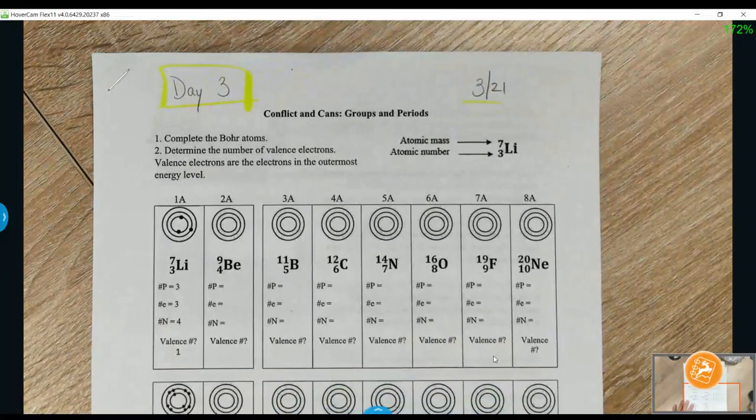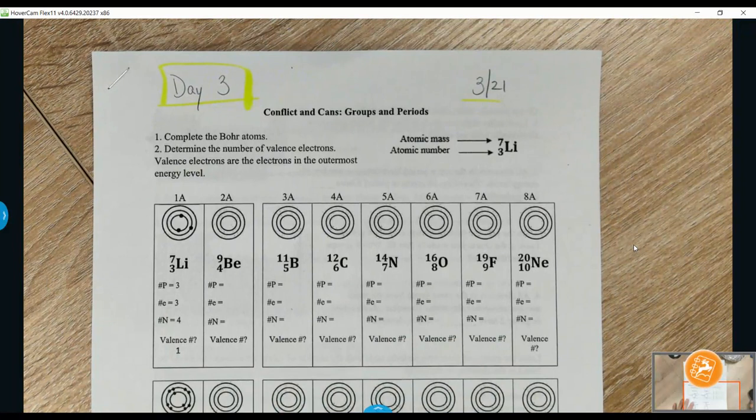Okay, guys, so today we are doing day 3 of the periodic table and trends. This is going to get us into groups and periods.